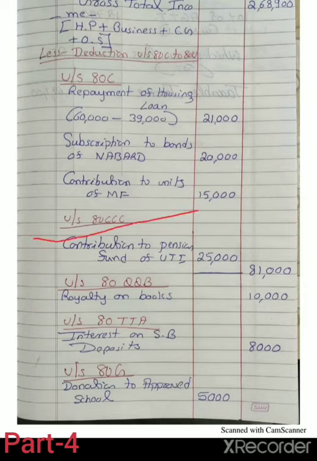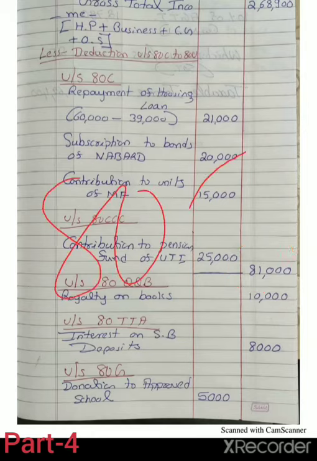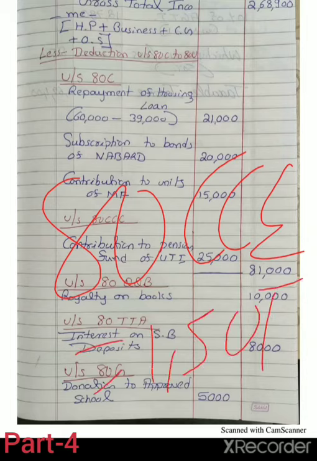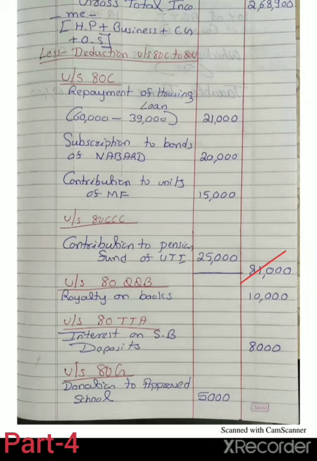After section 80C, next one is 80CCC. Contributions to pension fund of UTI 25,000. So 80C plus 80CCC totals 81,000, eligible to claim. As per 80CCE, the limit is rupee 1,50,000. But the total is less than the limit, no? So this 81,000 is fully eligible to claim. Next one is under section 80QQB.